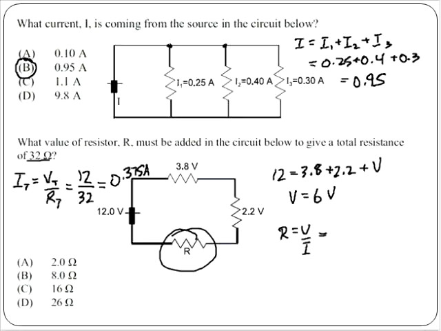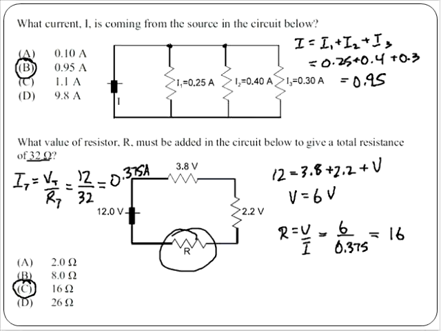So now I can find that missing resistor because R equals V over I. That's Ohm's law again. The voltage in that resistor we just found was 6. The current is the same everywhere, 0.375. Divide those two numbers, 16 is the answer. So the answer is 16 ohms.